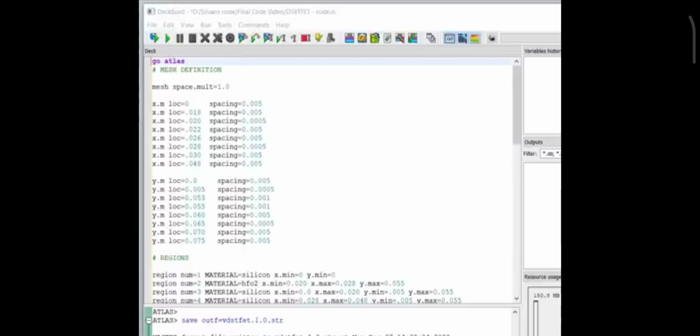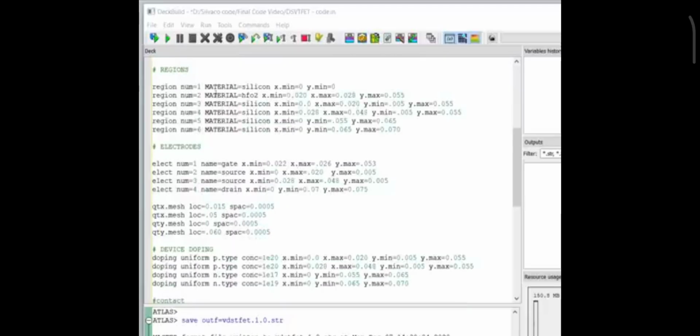After defining the meshing, we have to define the region part. In the region part, I have started from region number 1, material silicon with its positional parameters, X minimum 0 to X maximum 48 nanometer, Y minimum 0 to the maximum value 75 nanometer. Region number 2 is for the oxide part, that is HfO2, with its positional parameters. Regions number 3, 4, 5 and 6 are again silicon parts with their positional parameters. Please note down every quantity very carefully, otherwise your code will not work.